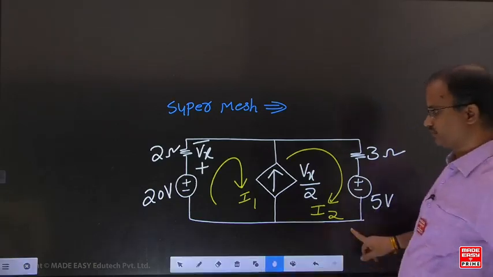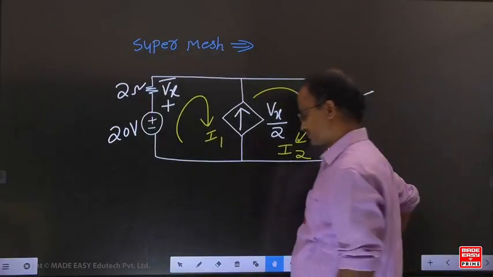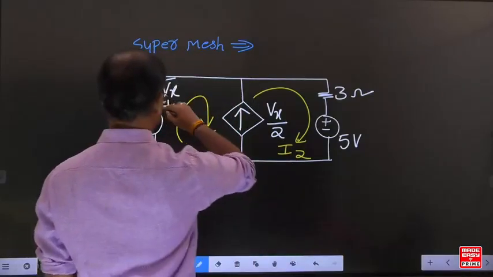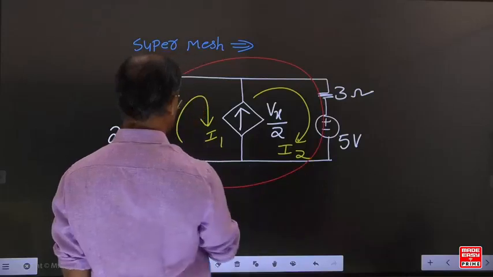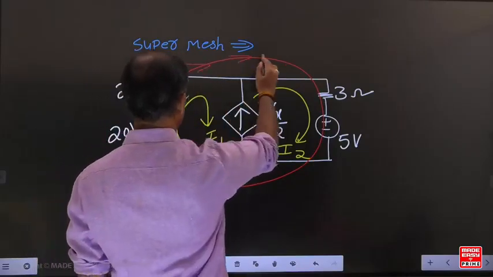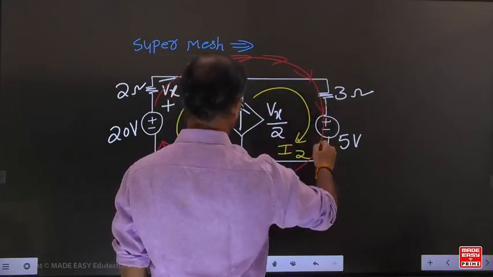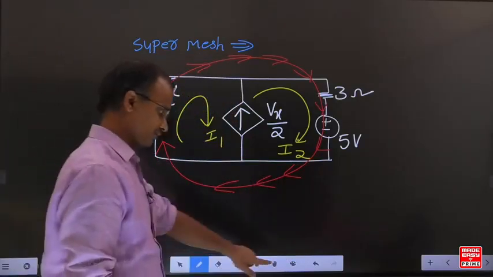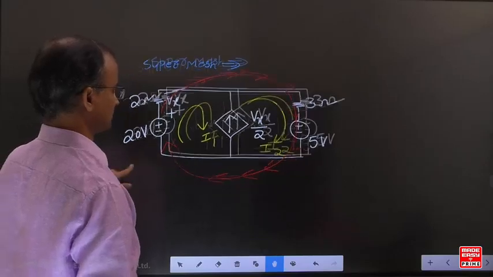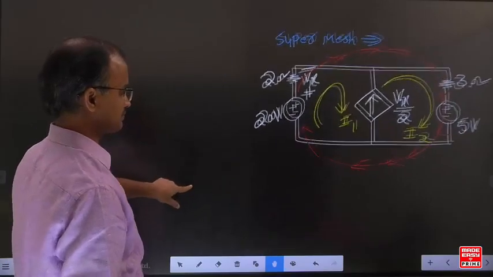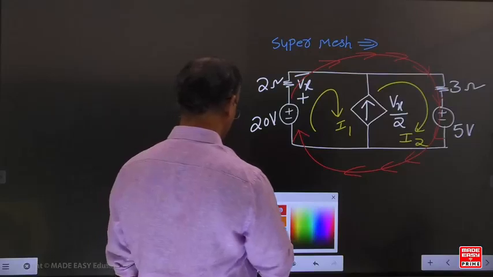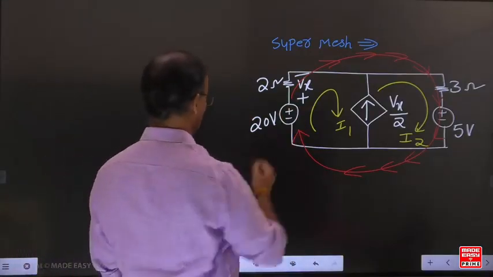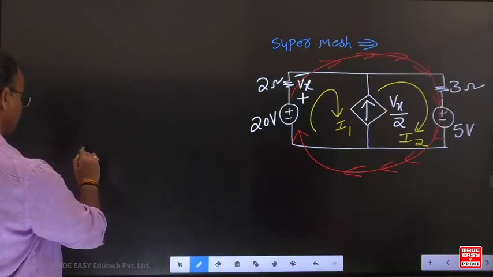Now observe here. In this example, with respect to this super mesh, the equations are combinedly developed for mesh 1 and mesh 2, excluding the current source. Let us write the combined equation. For this example, 20 volts goes from lower potential to higher potential, so it is a voltage rise.